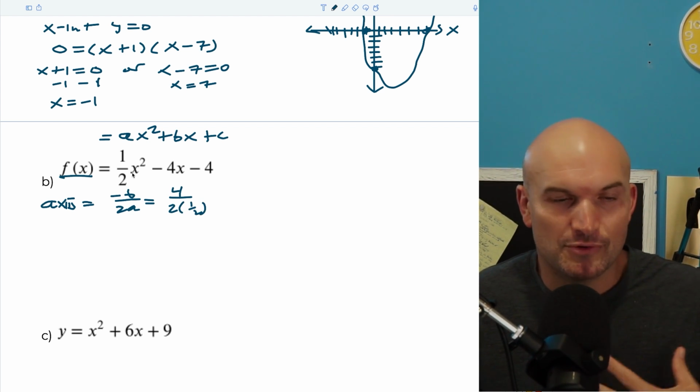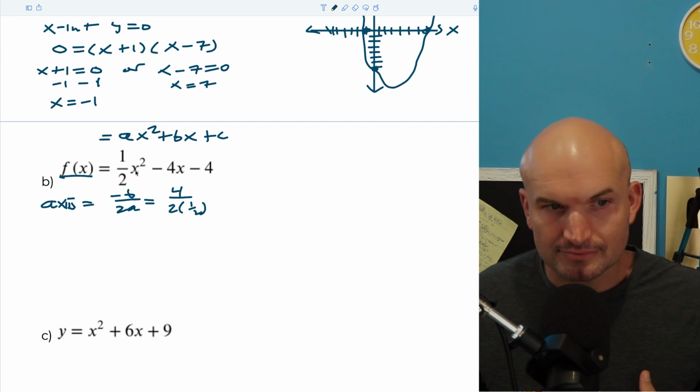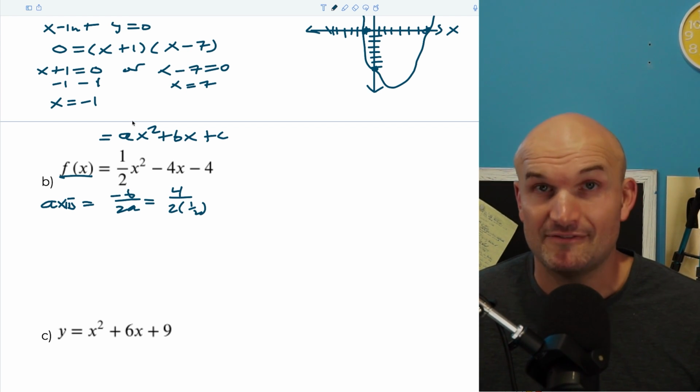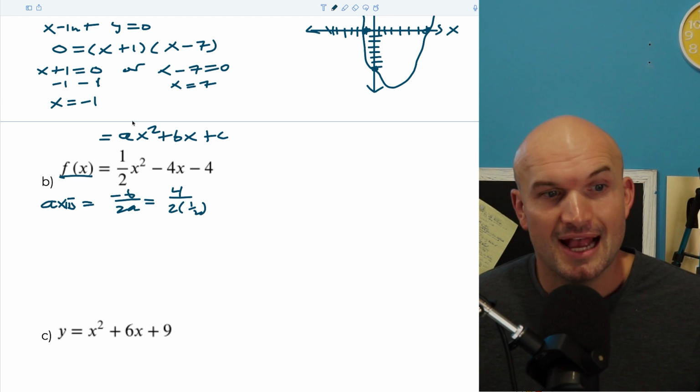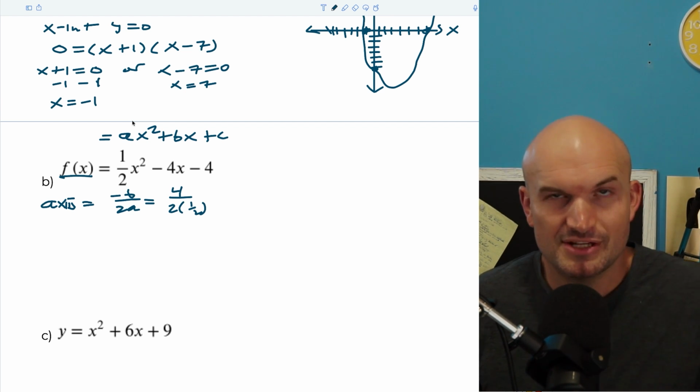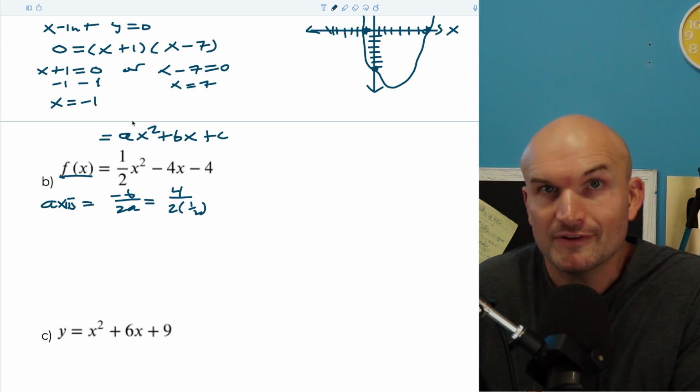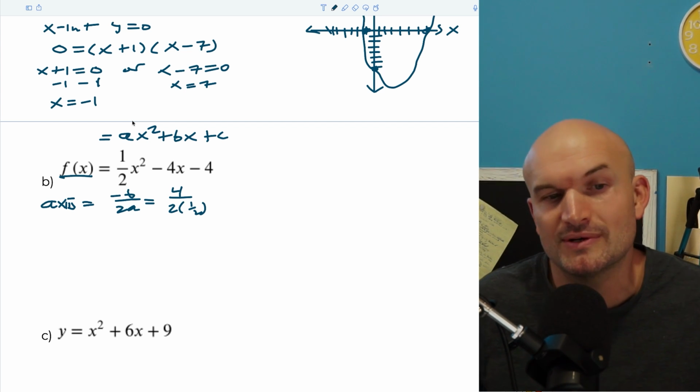And again, we could do the factoring technique as well. But sometimes you're going to have quadratics that are not factorable. And also sometimes you're going to have quadratics that you don't want to factor or you struggle with. Like this one could be difficult or it could be non-factorable, right? So let's just do this other technique.